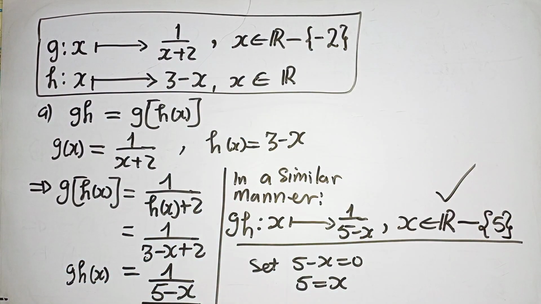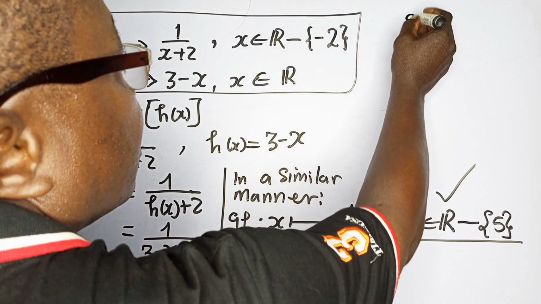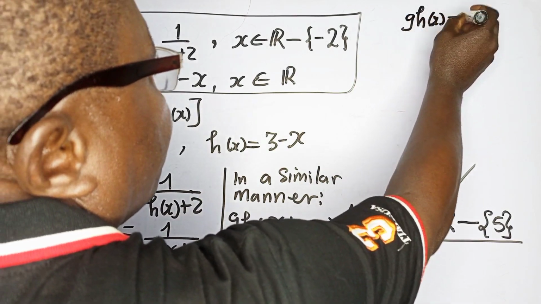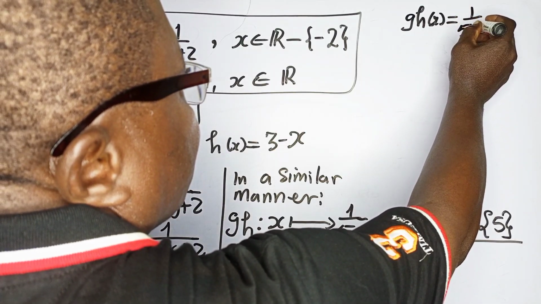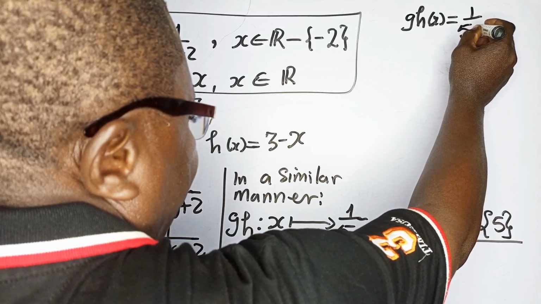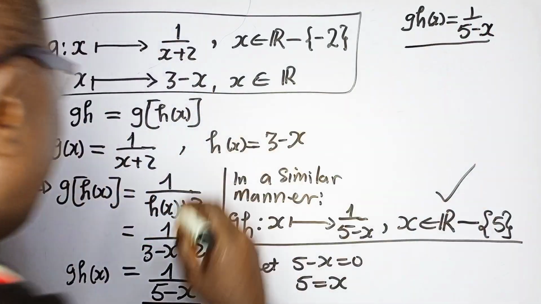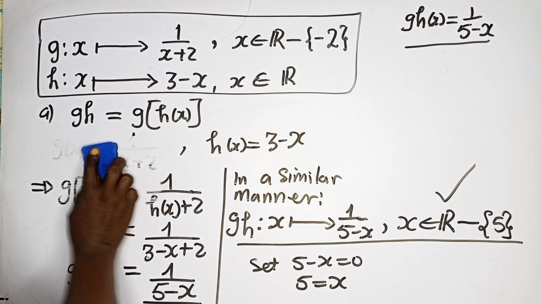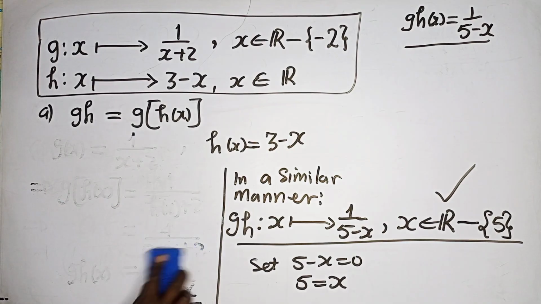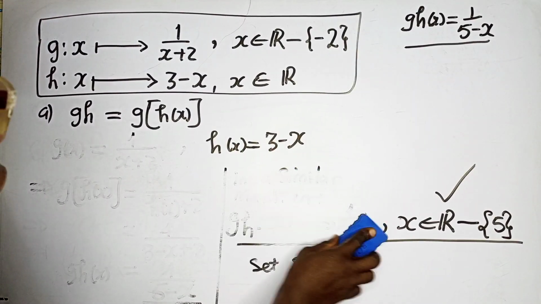Okay, so that answers the part which says we should define g h of x in a similar manner. Let's write our g h of x up there because we're going to need it in the second part of our work. g h of x is 1 all over 5 minus x. All right, let's keep it there. Now, for the second part, we also have to look for h g of x.